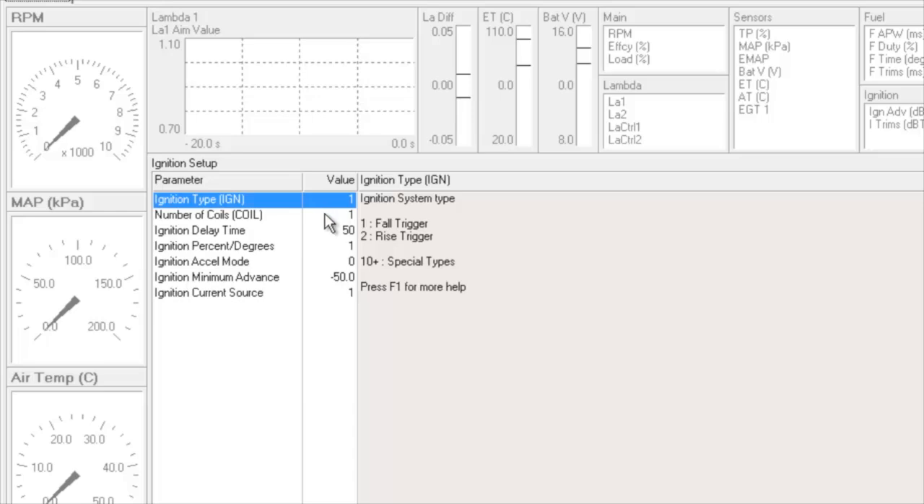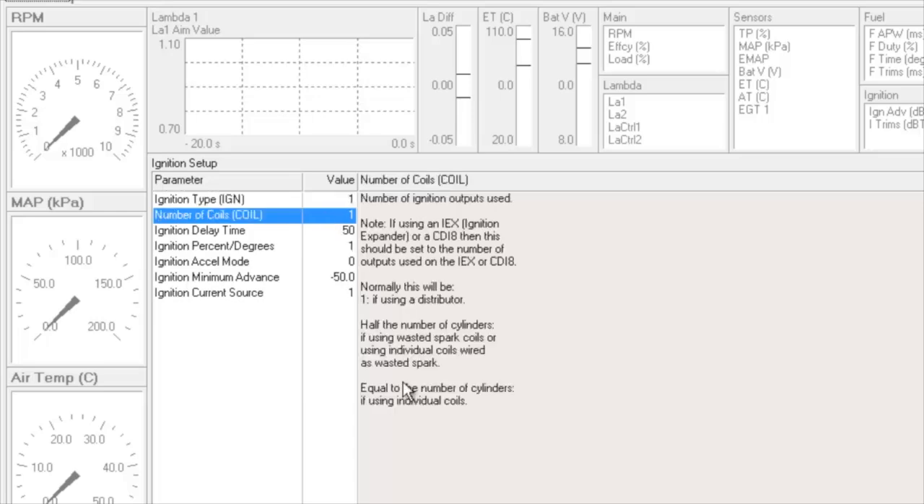Next, we have the number of coils, which defines how the ECU will control the coils. For example, if the number of coils is the same as the number of cylinders, they'll be fired in a direct spark configuration. If one coil is used, this indicates a distributor ignition system. Each ECU is different, but these two parameters are the most critical in setting up your ignition system.